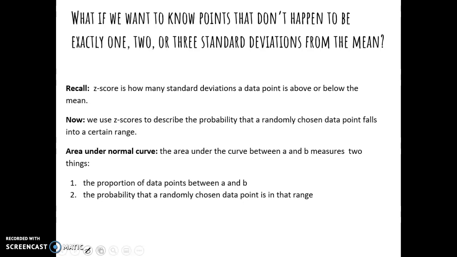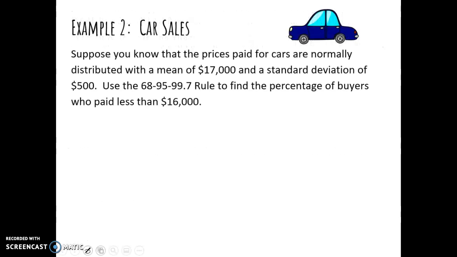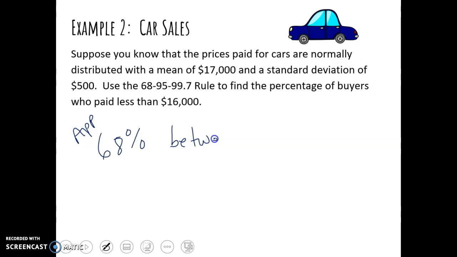So if I found 1 standard deviation above and below the mean, I believe it was for the car problem, I believe it was between 16,500 and 17,500 because the standard deviation was 500. So approximately 68% of the data was between, if you will recall, 16,500 and 17,500. That's 500 below the mean, 500 above the mean, because 500 was the standard deviation.